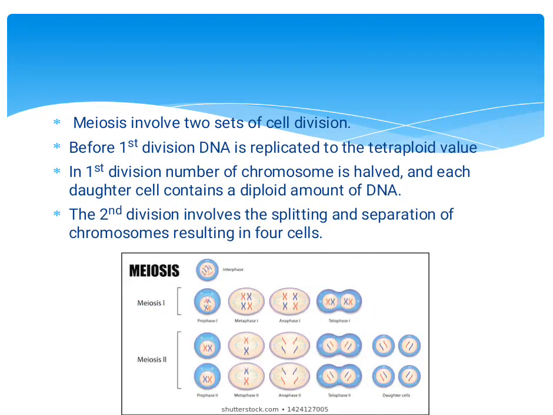Meiosis involves two sets of cell division. In this diagram, you can clearly see meiosis 1 and meiosis 2.